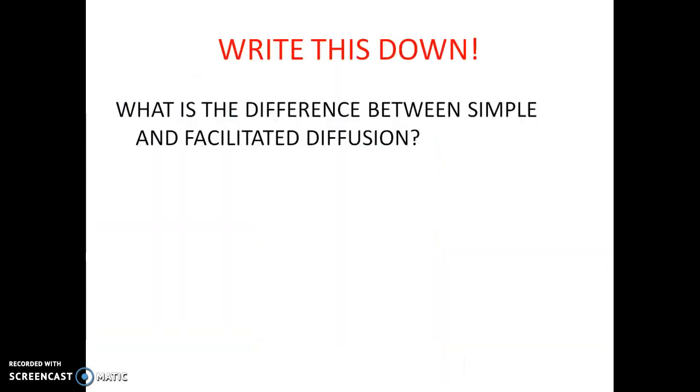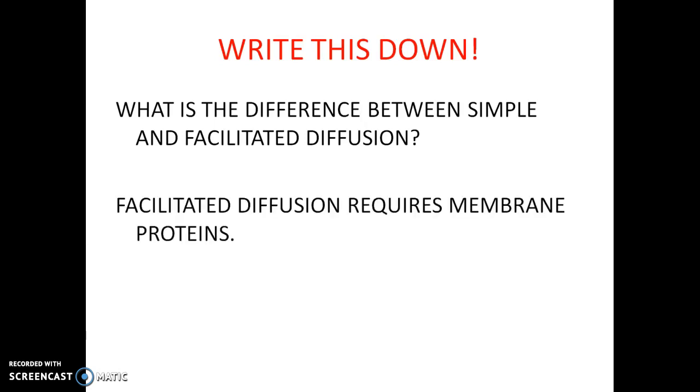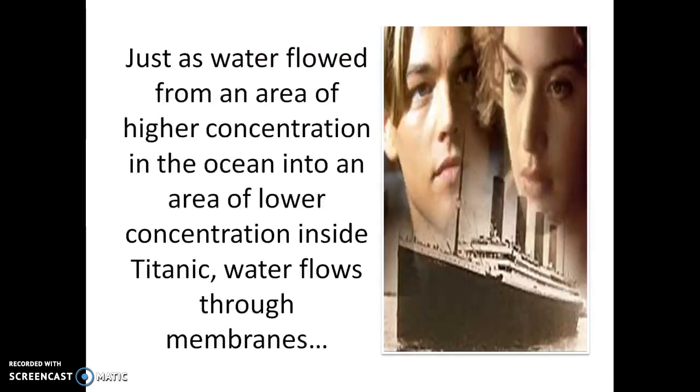Okay. So what is the difference then between simple and facilitated diffusion? What do you think? It's that facilitated diffusion requires membrane proteins. So they're basically the same thing, except once again with facilitated diffusion, the particles that want to go through are way too big to fit through the phospholipids, so they need to go through that carrier protein.